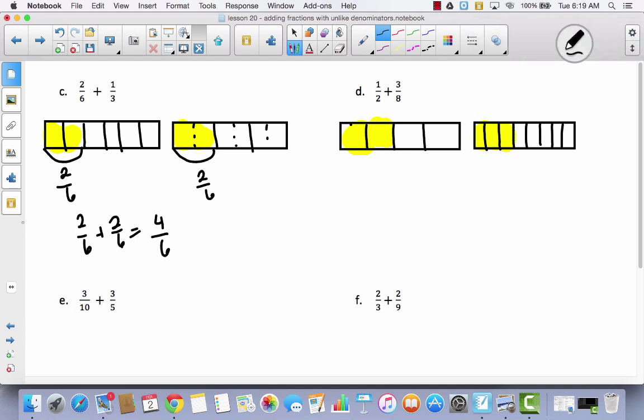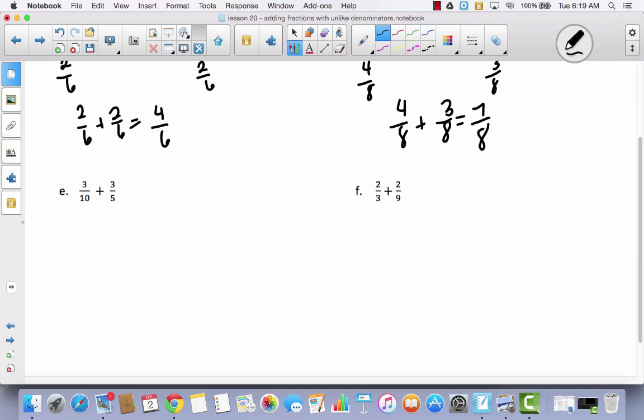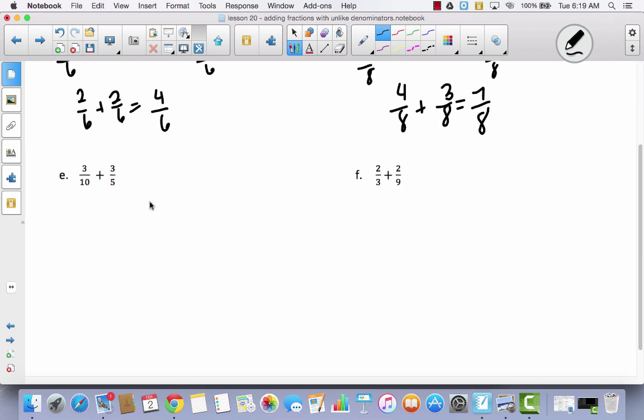Now I'm going to make these into eighths. So I've got 4/8 and 3/8. 4/8 plus 3/8 equals 7/8. All right, why don't you take a minute to try to do E by yourself?